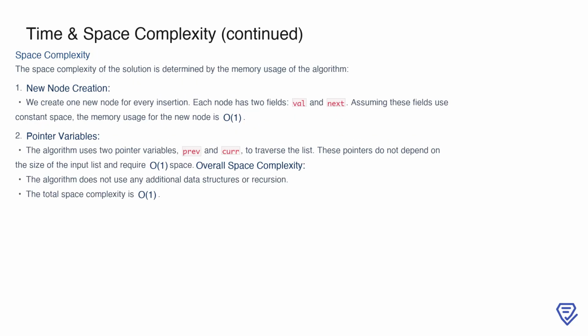Now, let's consider the space complexity of the algorithm. First, we create one new node for each insertion. Since each node only contains two fields, val and next, both of which require constant space, the memory usage for the new node is O(1). Additionally, during the traversal, we use two pointer variables, previous and cur, to navigate through the list. These pointers are independent of the size of the list and also require constant space, or O(1). Importantly, the algorithm does not rely on any additional data structures or recursion, so the total space complexity remains O(1), making this solution highly efficient in terms of memory usage.